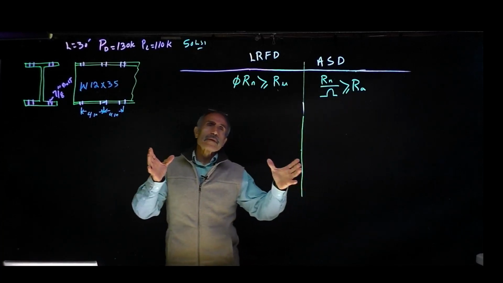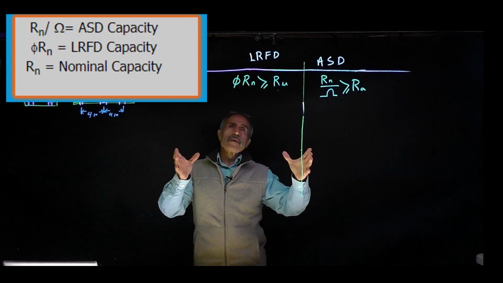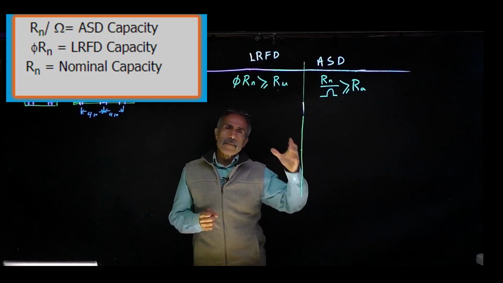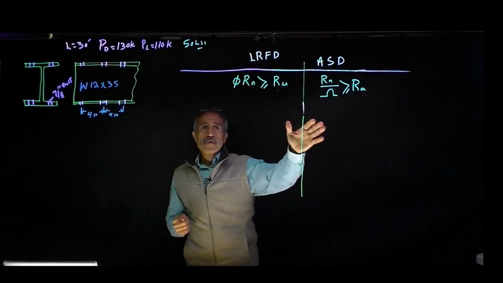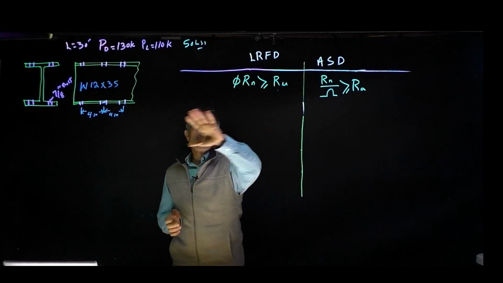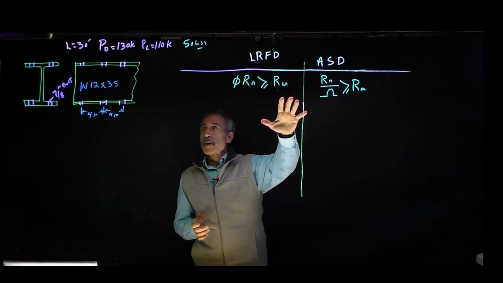In both methods, the goal is that the applied load should be less than the capacity of the material, and that's why we have this formula here. We're going to do an example to explain what I mean by that.